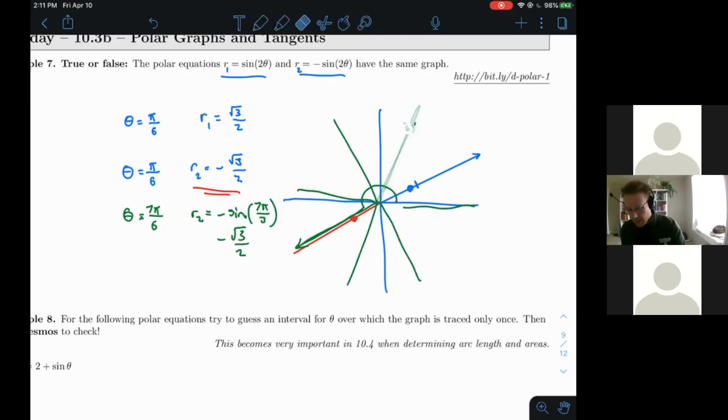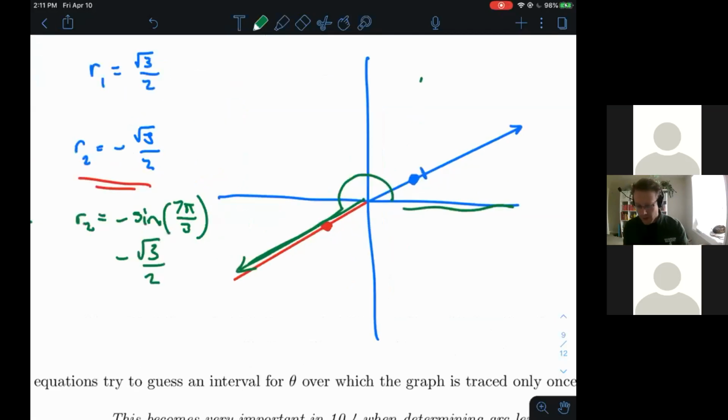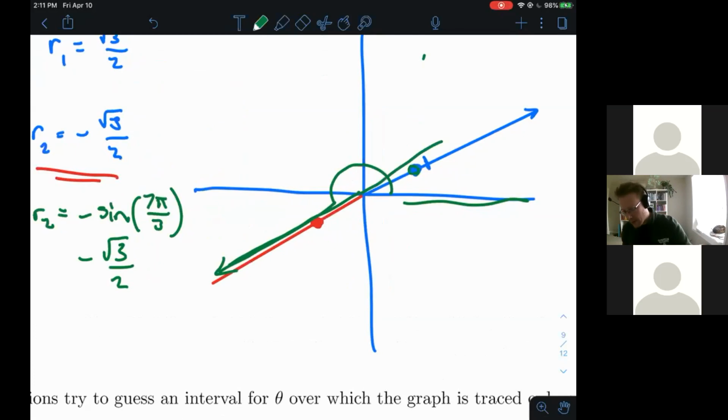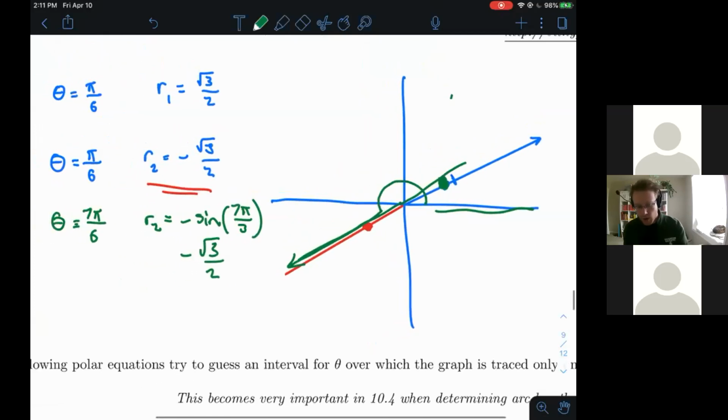So again, when I'm looking in this 7 pi over 6 direction, this is saying that I need to go backwards root 3 over 2. So when I go backwards, I actually do land exactly on top of this point here. And so we can see that R1 hits this point and R2 hits that same point.